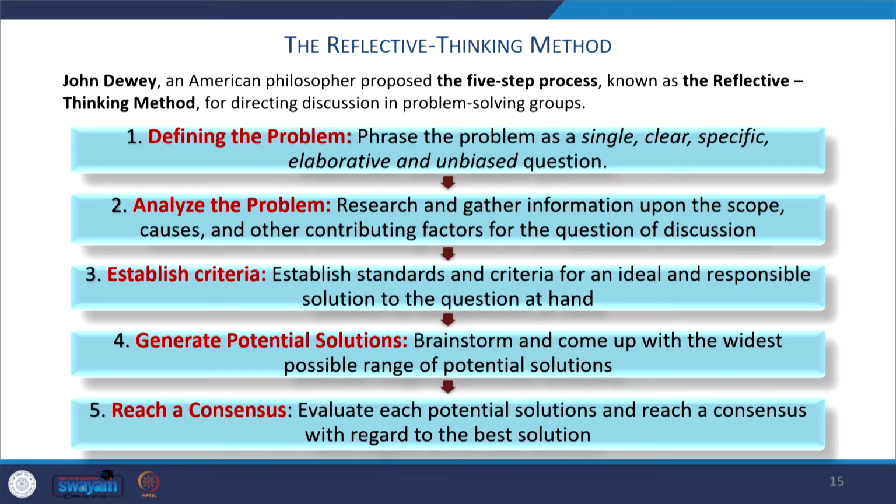So, I think that reflective thinking should take some of my time in discussion. John Dewey, an American philosopher, proposed a 5-step process which is known as the reflective thinking method. For directing discussion in a problem solving group: defining the problem, analyzing the problem, establishing the criteria, generating potential solutions, and reaching a consensus. So, in case your group also comes across a sort of conflict, bring in the reflective thinking method, apply it and come out of the conflict-like situation.